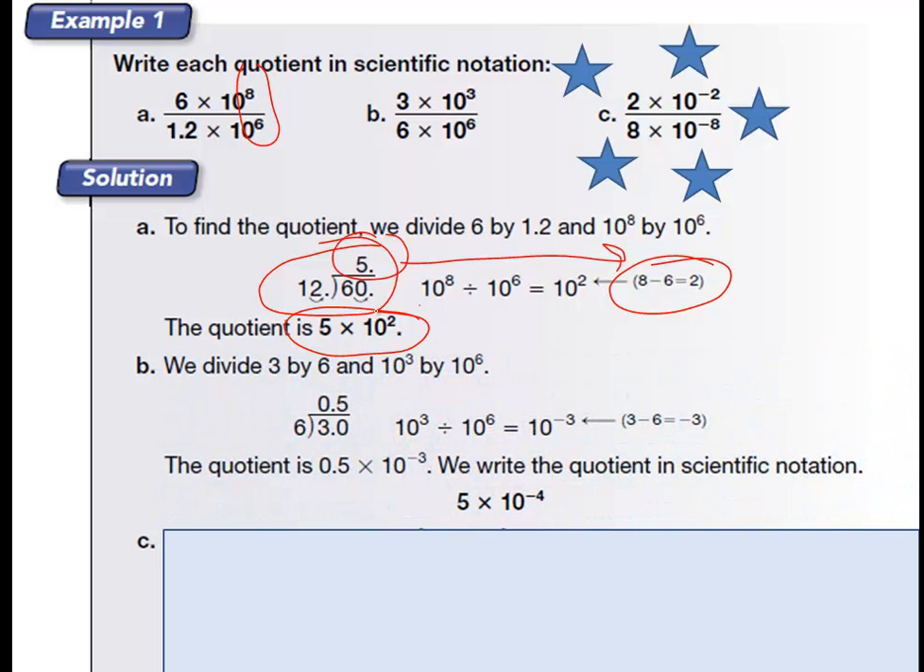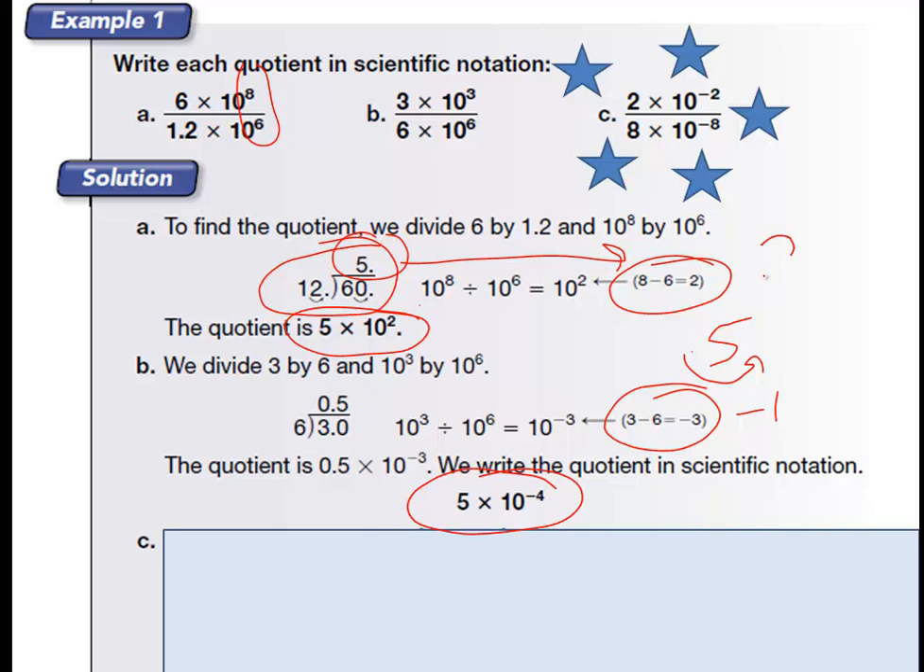Okay, on B, you should have divided 3 by 6 and come up with 0.5. And then when you subtracted your exponents, 3 minus 6 is a negative 3. But we have this 0.5, and we've got to move that 0.5 right here. We've got to move the exponent over to here, which is going to give us another negative 1. So we're going to be at 5 times 10 to the negative 4.